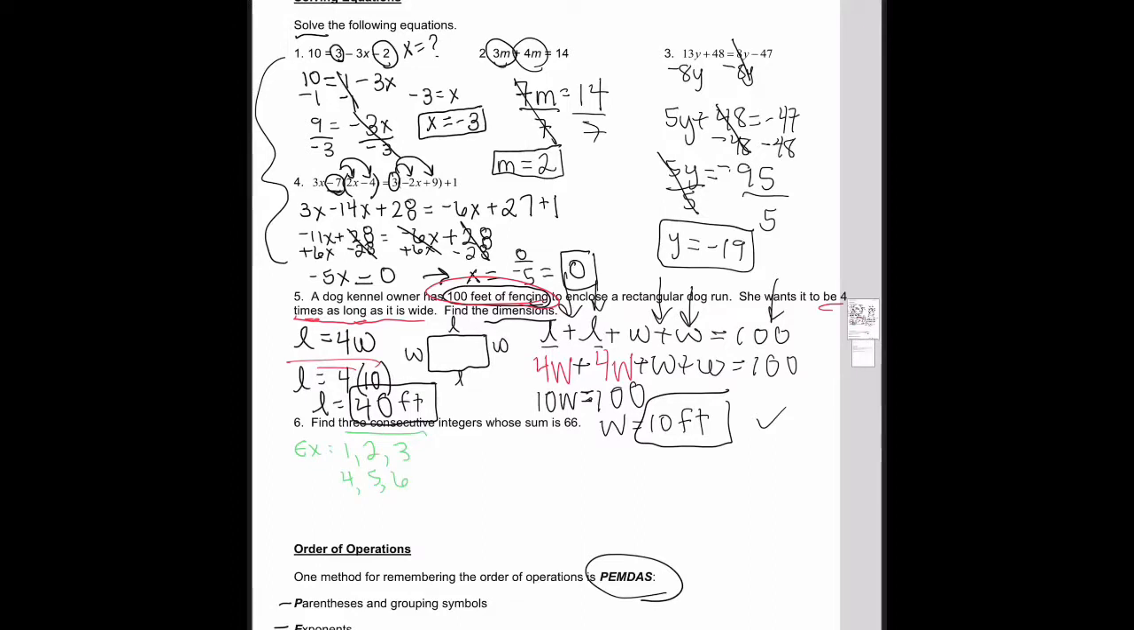Okay, so we want to find 3 numbers that are consecutive, and that will add up to 66. Could you play a guess and check game? Sure, but that's going to take a very long time. So how can we do this more quickly?